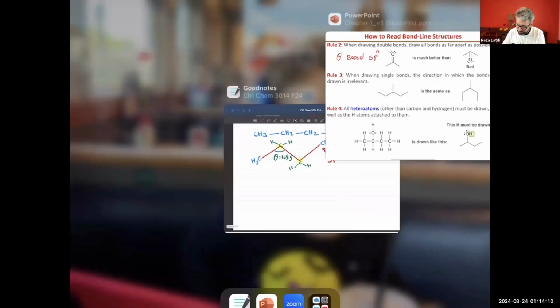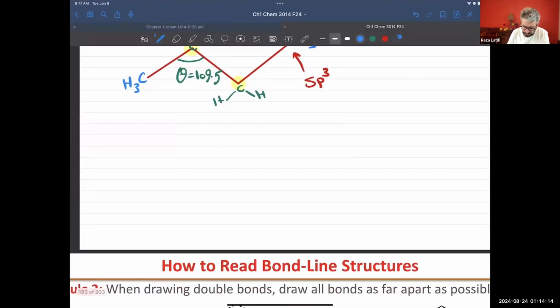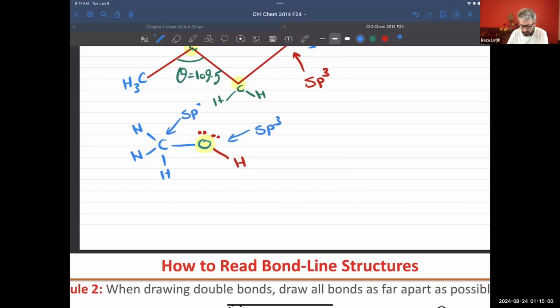So for example, if you have a carbon attached to oxygen, and that carbon has 3 hydrogens. Again, whenever you have a heteroatom, you need to show the hydrogen attached to it. So here you go. That oxygen is not active, so you need to add 2 lone pairs to it. Whenever you are drawing the molecule, you will draw it in a way that the bond angle is something around 109. Why? Because here oxygen has sp3 hybridization, and the same thing here, sp3 hybridization.